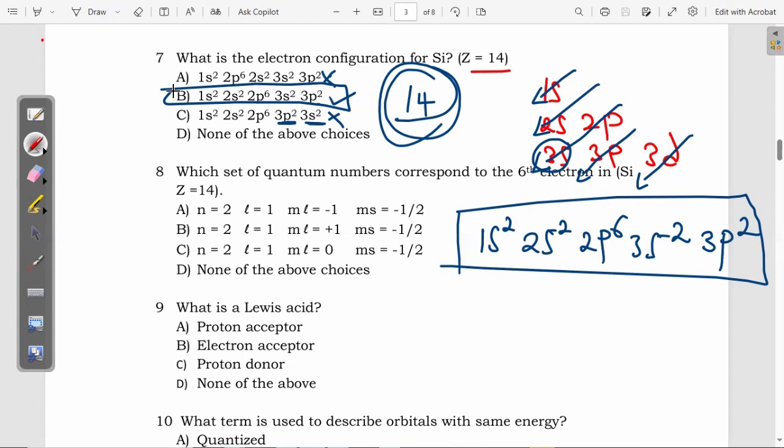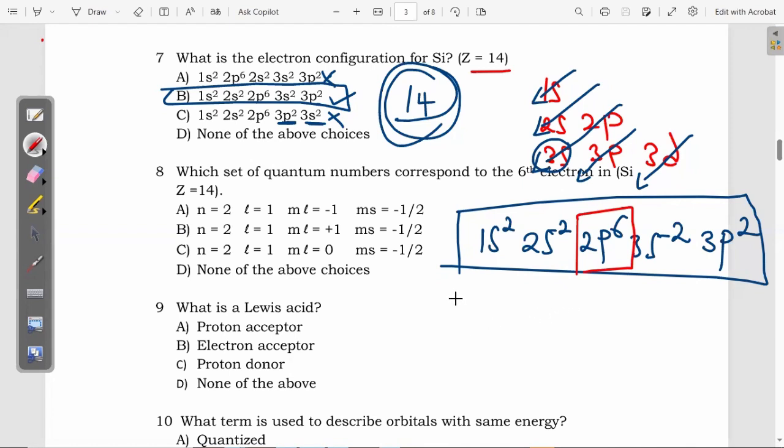I'm a bit behind on how you got the 2p6. Oh, okay, I see. So you're saying you're behind on how I got this one here, right? Yes, sir. Okay. So here it's just a matter of the type of subshell that you're dealing with.